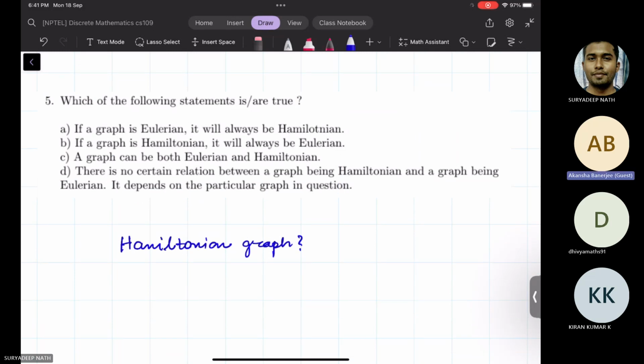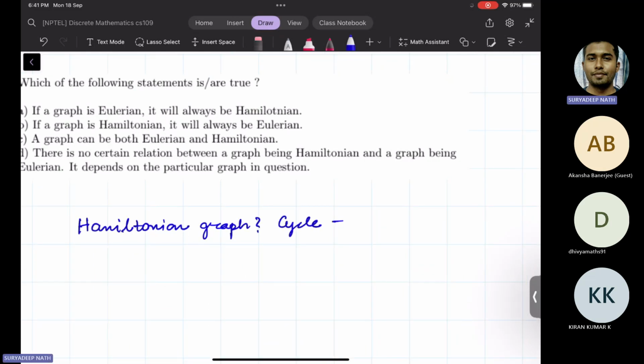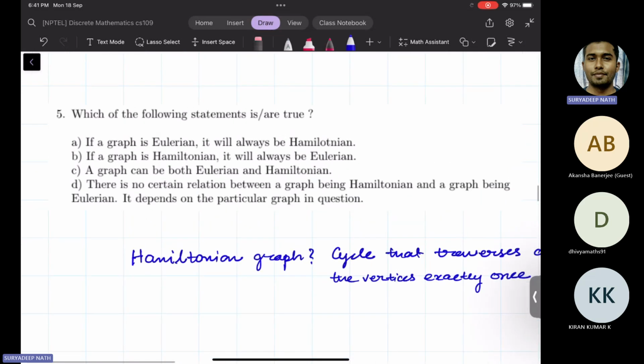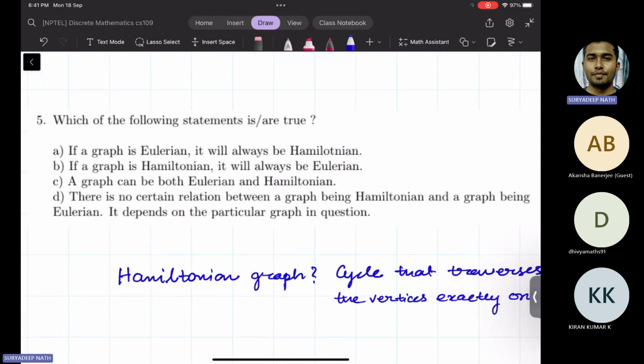A cycle that traverses all the vertices of the graph. Right. So it is a cycle that traverses all the vertices exactly once. So in Eulerian, it was the edges, and in Hamiltonian, it is the vertices. These two may look very similar, but they are not the same problem.